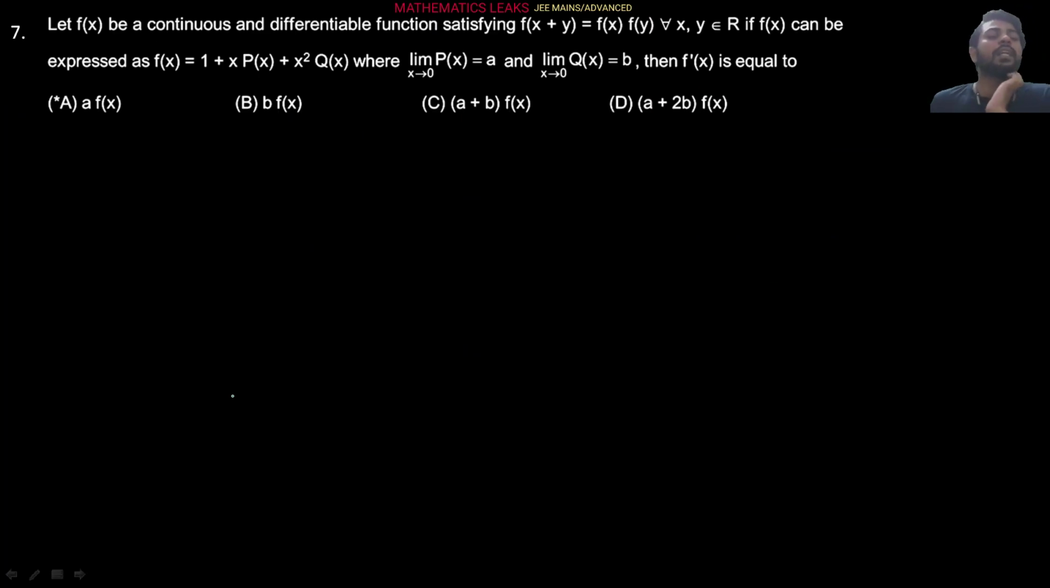Next question is, let f(x) be a continuous and differentiable function satisfying f(x + y) = f(x) · f(y) for all x, y belonging to R. If f(x) can be expressed as f(x) = 1 + x p(x) + x² q(x), where the limit as x tends to 0 of p(x) is a and the limit as x tends to 0 of q(x) is b, then f'(x) is equal to, so let's see.